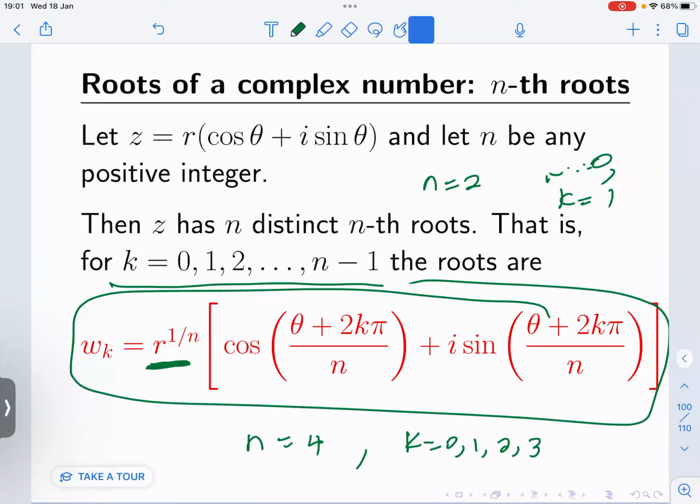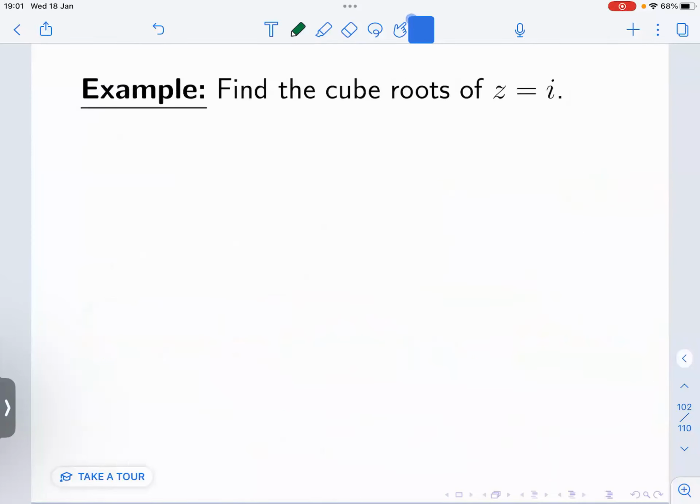So we can look at an example here. We were asked to find the cube root of z equals i. If you remember, we said that for z equals a plus bi, if a is equal to 0 and b is positive, then our complex number lies on the positive imaginary axis, and this angle is just pi over 2. So we already have our argument.